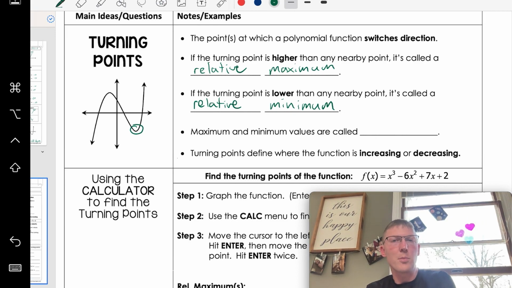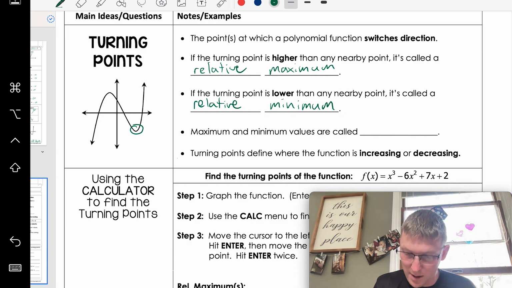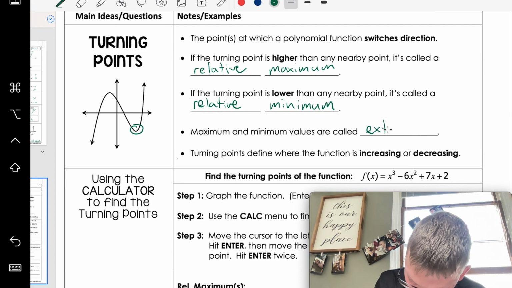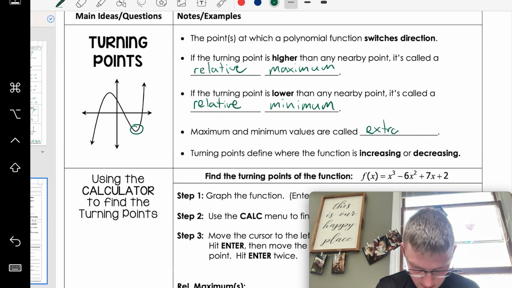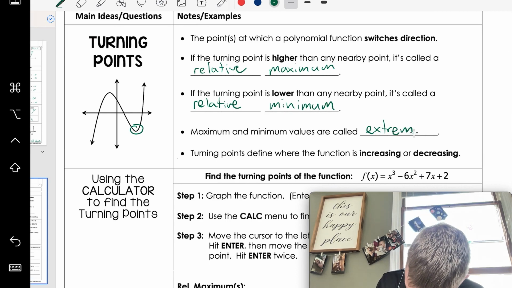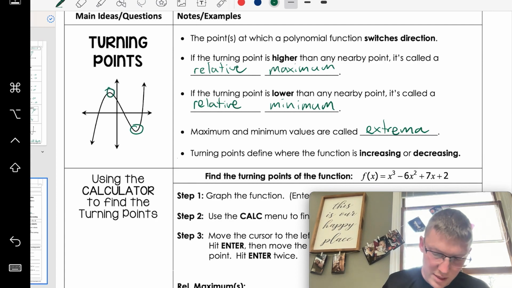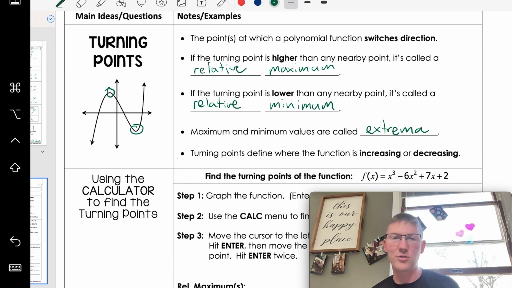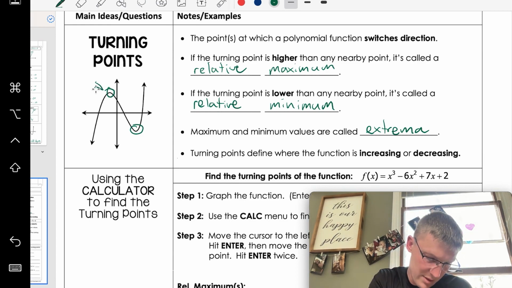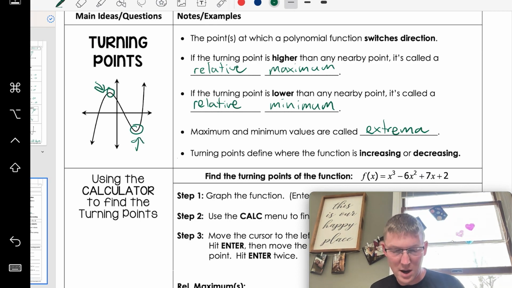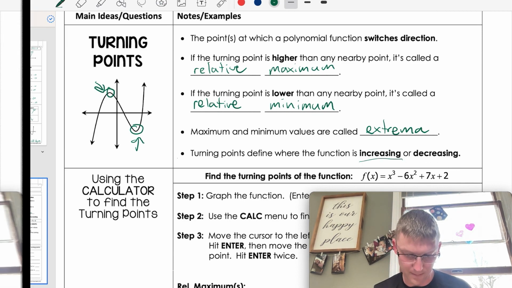And those are both different types of extrema. An extrema is the next vocabulary word that we talk about, if I can spell it. Maximum and minimum values are called extrema. So these are both types of extrema. What specific types of extrema are they? This is a relative maximum. This is a relative minimum. And again, turning points define where the function is increasing or decreasing, or when it changes.